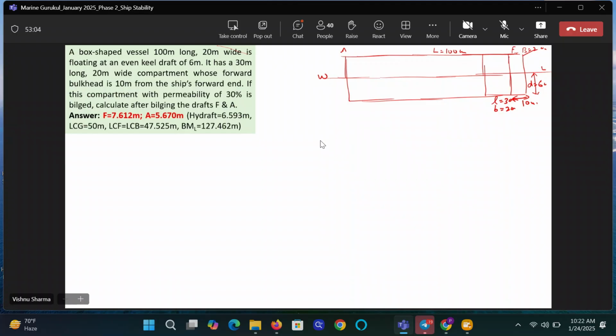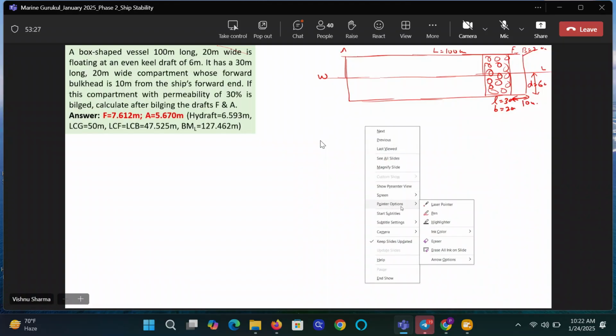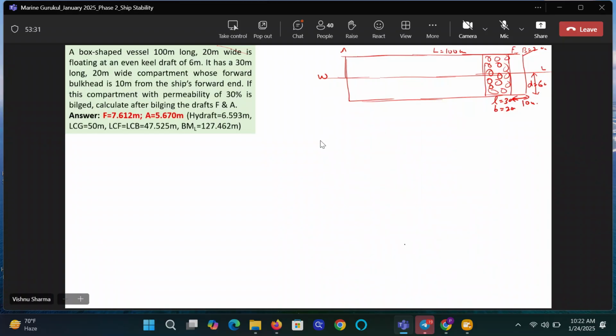Is this the intact condition? And the compartment has permeability, so I'll show the cargo. Guys, is this the diagram in the intact condition? Yes or no? Yes, sir. Correct, sir. Anybody in the class? Now don't struggle with the diagrams. Last opportunity, each step. But you have to come with your doubts at the step itself.